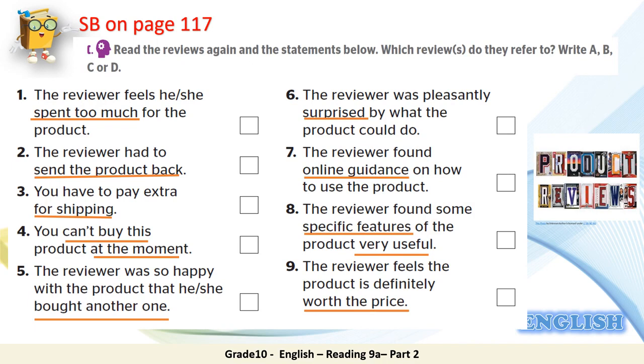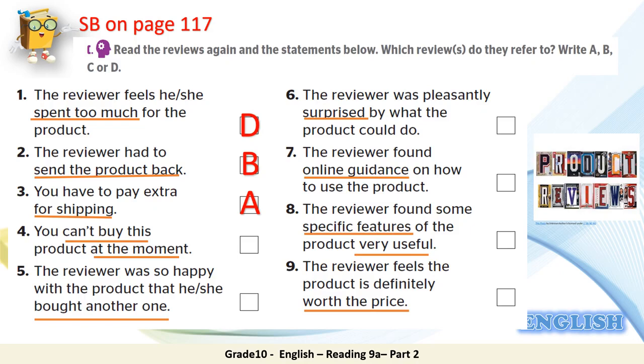It's time to correct. Statement number 1. Focus on the underlined word. Who is the customer who felt that he spent too much money? Excellent. You should have answered D, the video gamer. What about the second? Who had to send the product back? He was dissatisfied. Excellent. It was the smartphone buyer, B. And which one had to pay extra money for the shipping? Absolutely, it was the fitness tracker reviewer.